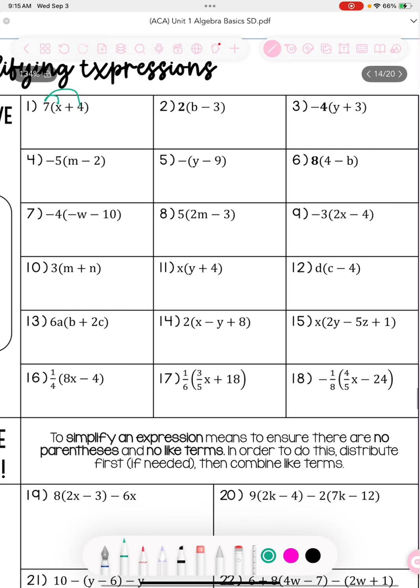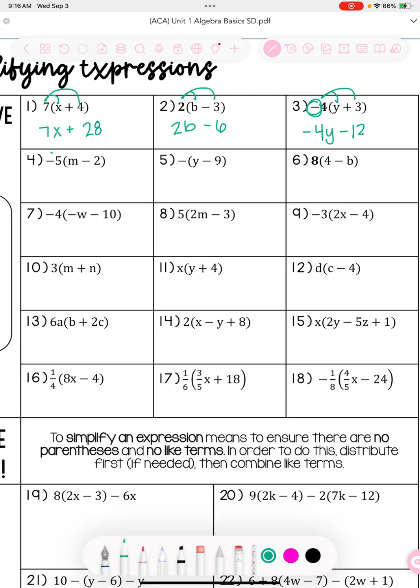So the first one here, we have 7x, and then 7 times 4 is 28. Same thing here. This is going to distribute into both pieces. 2b and minus 6. Distributing in here, negative 4y minus 12. So make sure that that negative sign gets distributed into it also.